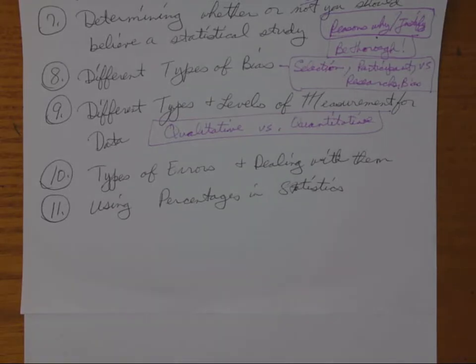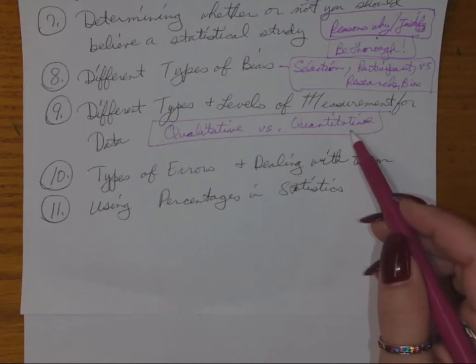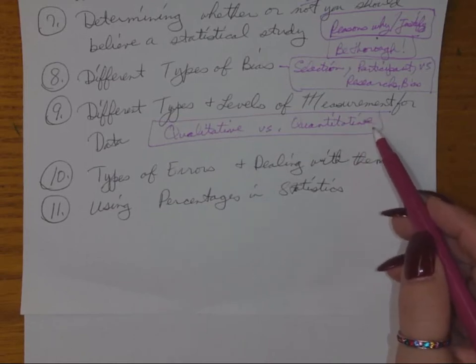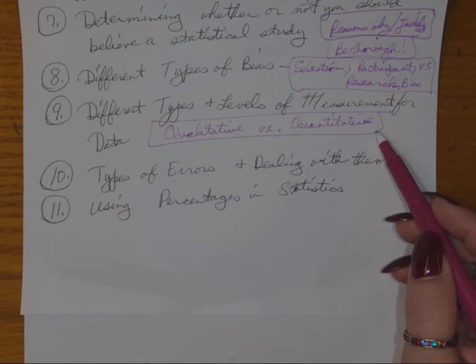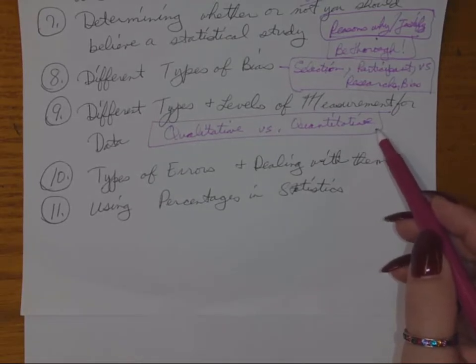Know the different levels, nominal versus ordinal for qualitative, discrete versus continuous here, and then over here under quantitative, remember that we have 2 more levels, which is ratio versus interval. So make sure you know the differences and make sure you can give me examples.